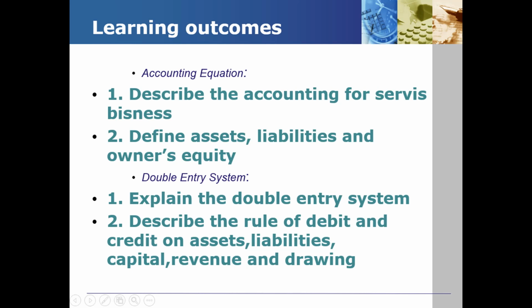The learning outcomes you learn accounting equation are: to describe the accounting equation for service business, and to define assets, liabilities, and owner's equity. The learning outcomes you learn double entry system are to explain the double entry system, and to describe about debit and credit on asset, liabilities, capital, revenue, expenses, and drawing.